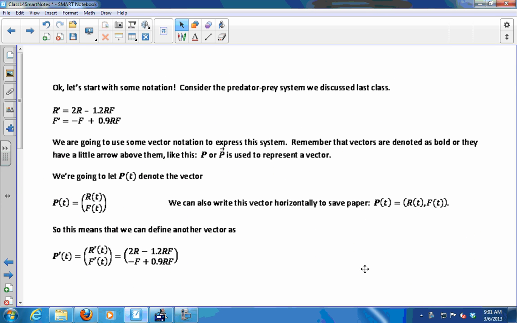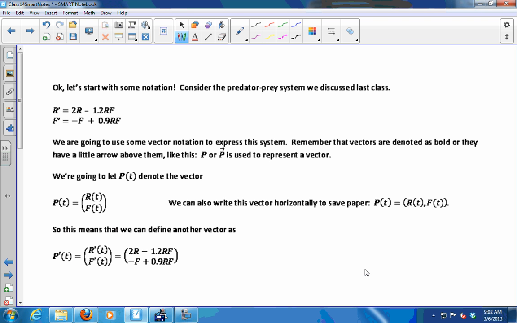Okay, so we're going to start with some notation that's going to help us talk about systems of equations and what their solutions look like. So this is the predator-prey system that we were working with last class. The prey grows exponentially in the absence of the predator, and interaction with the predator hurts it. And the predator decays exponentially in the absence of the prey, and interaction between predator and prey helps it.